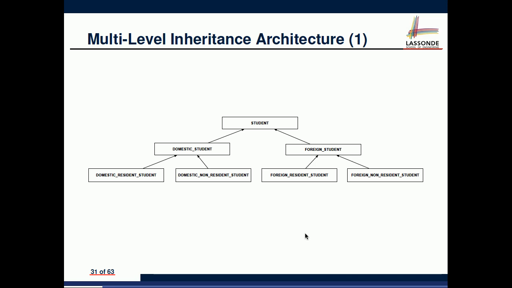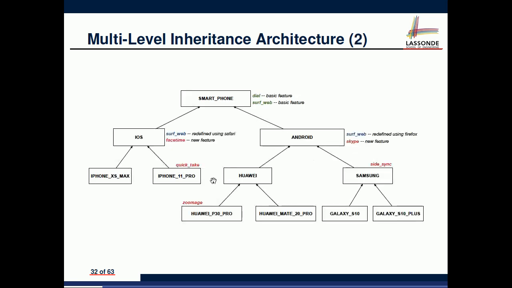Basically, multi-level inheritance simply means that realistically, you may not have just one level in the inheritance tree. You may have multiple levels. For example, under students, you might have domestic versus foreign. Under domestic, you might have domestic residents and domestic non-residents, for example. And there's another example over here.